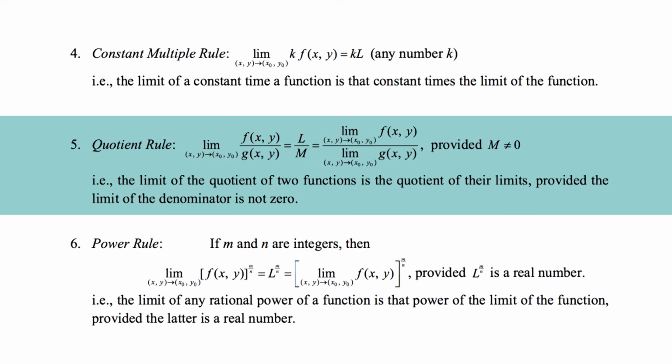That is, the limit of the quotient of two functions is the quotient of their limits, provided the limit of the denominator is not 0.